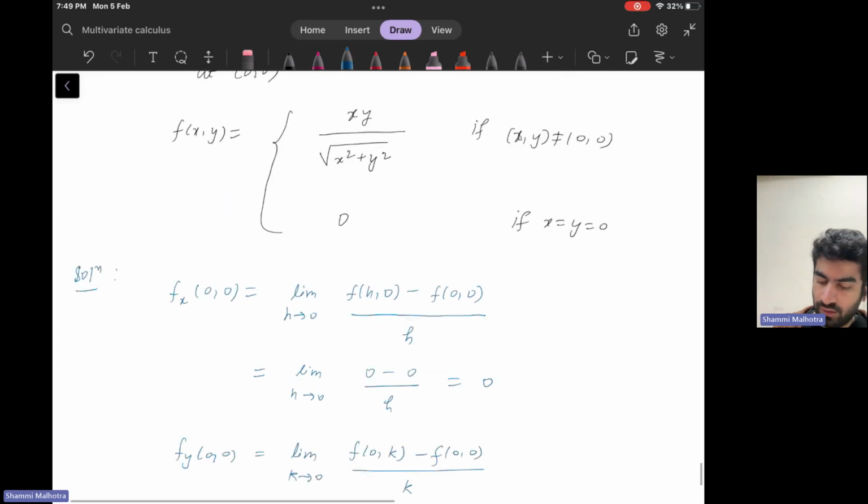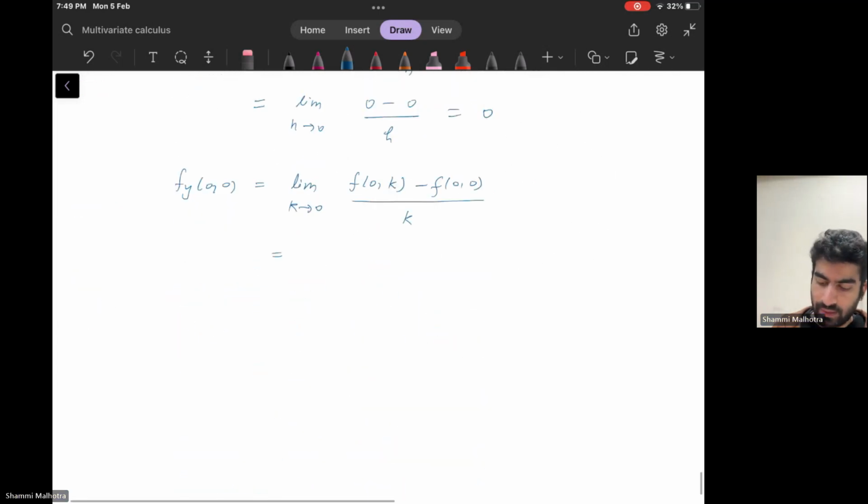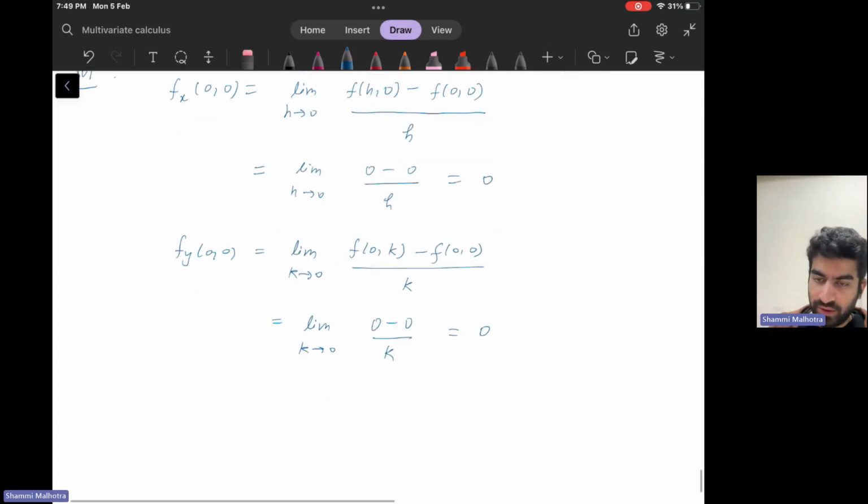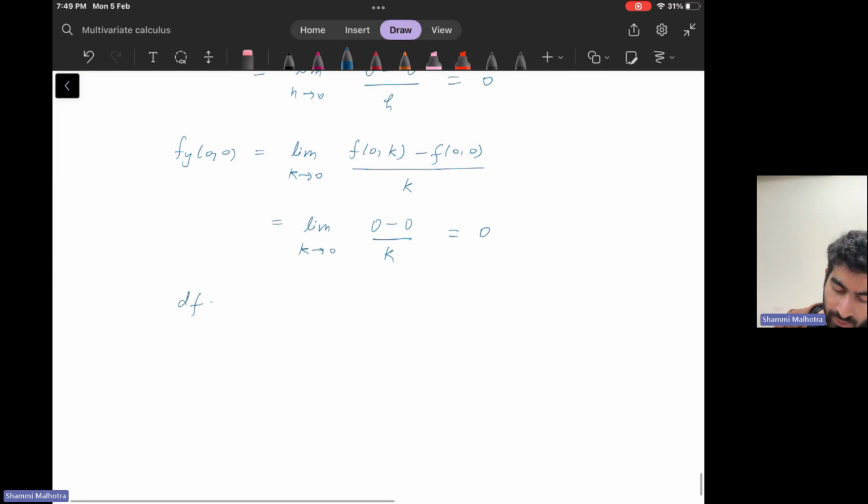And again I see the product is 0, so the function will take value 0 only. So this will be limit k tending towards 0, 0 minus 0 whole divided by k, and this will be equal to 0. And so we have the partial derivative. This will imply my df is nothing but fx times dx plus fy dy, and dx is my h, this is my k. This will be 0 only.